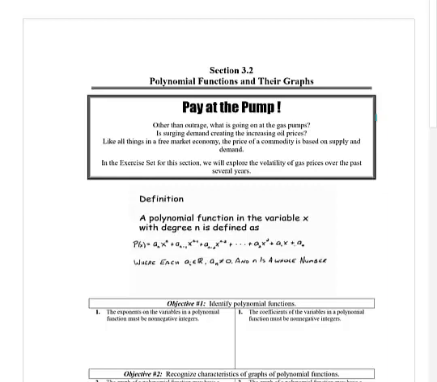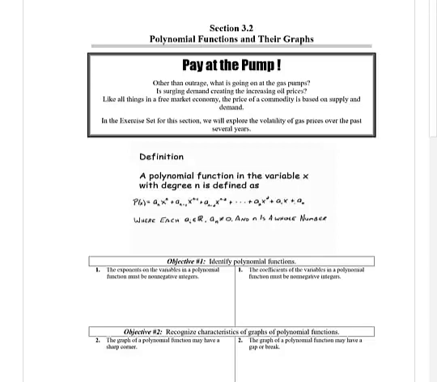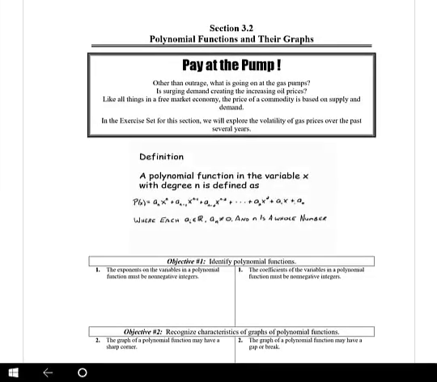Hello, now we're on to the next section of this chapter, section 3.2. This one is talking a little more about polynomial functions. It's called Polynomial Functions and Their Graphs. So we're slowly building up to how to graph these things.